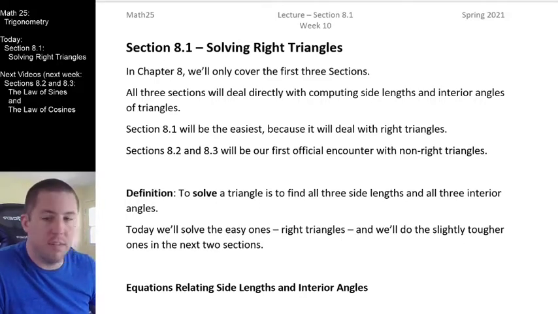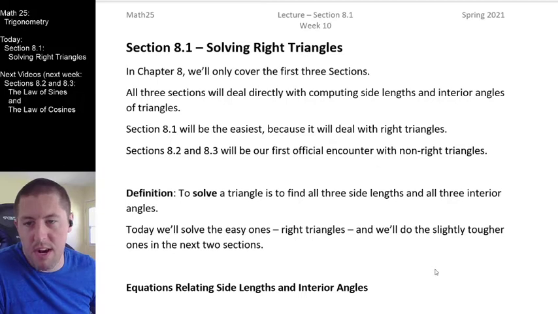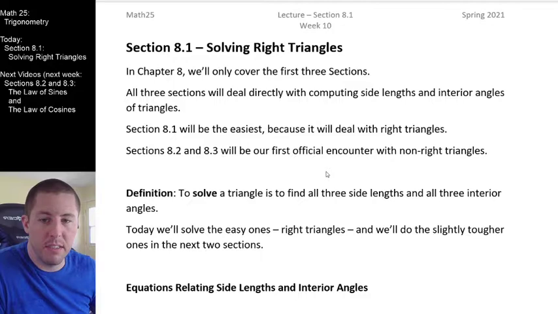Today is the one section of chapter 8 that still just involves right triangles, so nothing's really going to blow your mind too much here today. And 8.2 and 8.3 won't really be terribly difficult, but they'll certainly be a little bit more challenging than today. But I think that honestly today is relatively easy here.